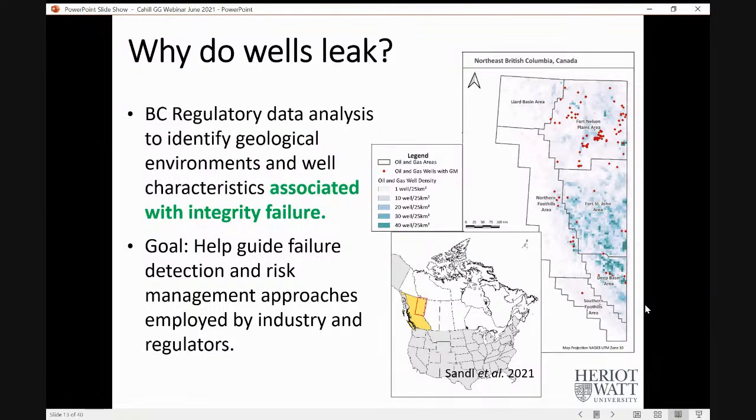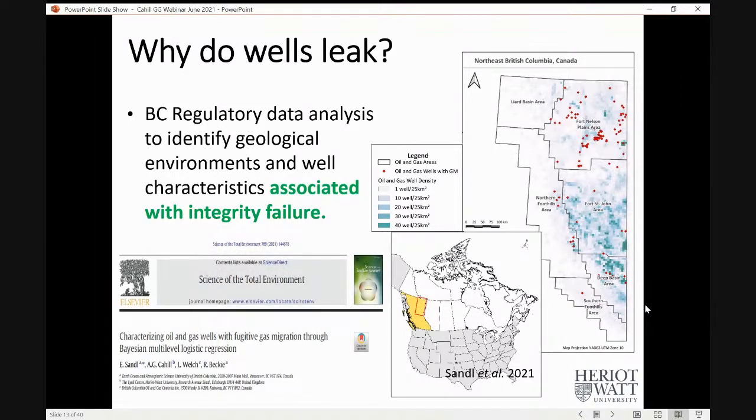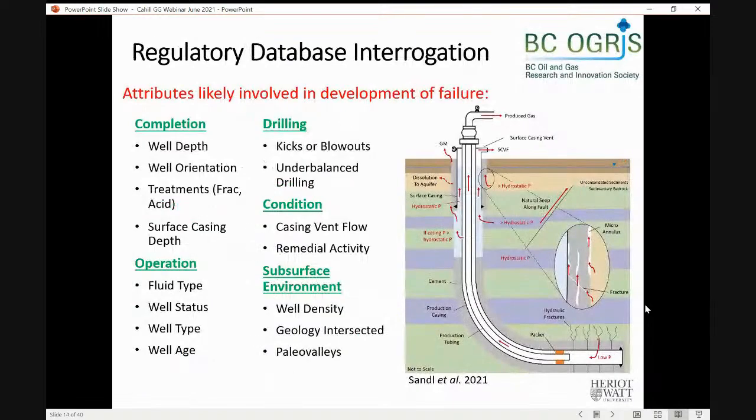So what we wanted to do in this project was look at what characteristics of wells might be associated with integrity failure. Is there some commonality between the wells which have leakage, have integrity failure, and which differentiates them from those which don't? The goal was, if we could find any factors which would increase the risk of failure, we could then bring that into helping with detection efforts and risk management approaches for industry and regulators. It resulted in a nice recent article earlier this year.